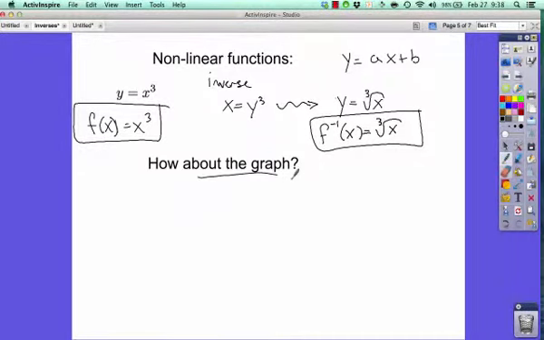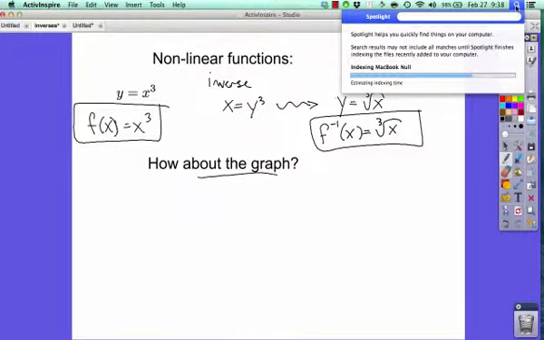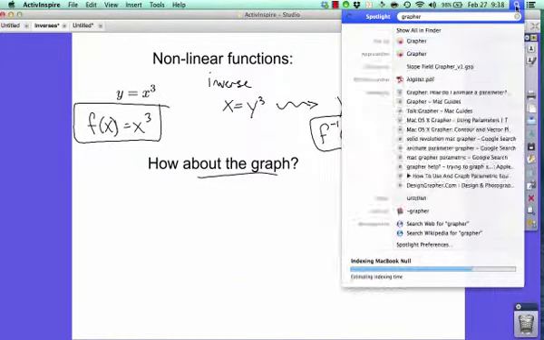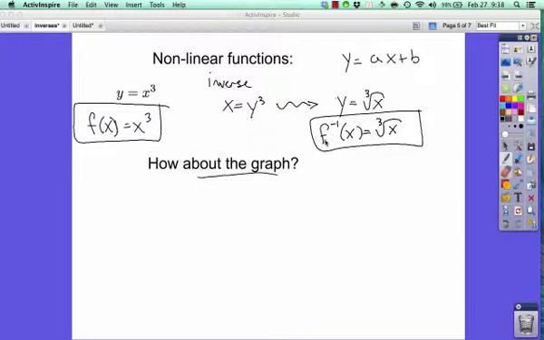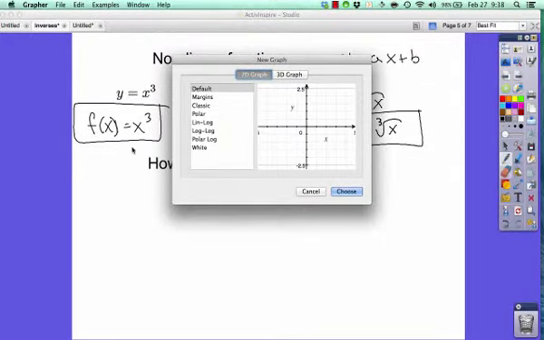Graphs are fun, right? We love graphs, don't we? Okay. So, that's why it's moving so slow. Okay, let's look at the graph.